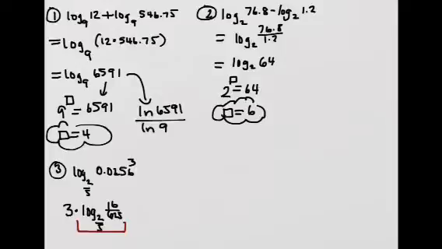Number 2, you have the difference of two logs, and because they have the same base, you can combine them as a single log by dividing. 76.8 divided by 1.2 right here, and that gives you 64. So log base 2 of 64. So 2 to what power gives you 64? The answer is 6. So log base 2/5 of 16 over 625.